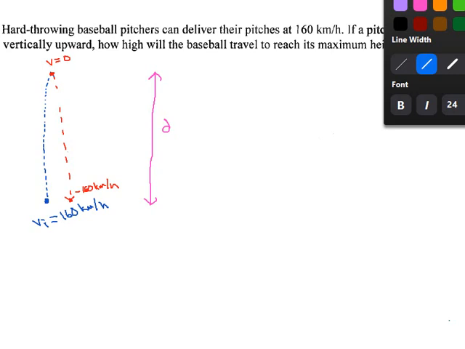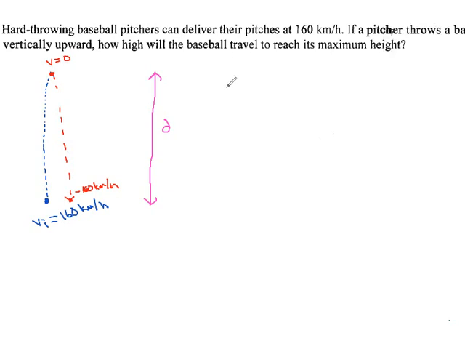Well, in the previous problem, I did something where I found the time to get from VI to VF, and then I used that time to figure out the distance, but there is a slicker way, and let's use the slick way this time. That would be VF squared equals VI squared plus 2AD.